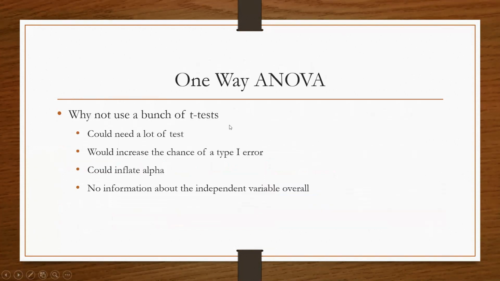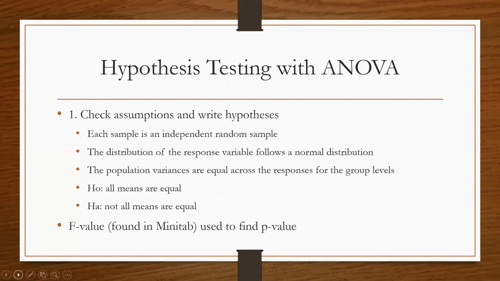So one-way ANOVA, really short section. It's basically the alternative to using a bunch of t-tests, because if you used a lot of them, you would increase the chance of getting a type 1 error, and you could possibly inflate the alpha. All the while, it wouldn't really provide information about the independent variable overall, so using a bunch of t-tests isn't great. So basically what is hypothesis testing with ANOVA?